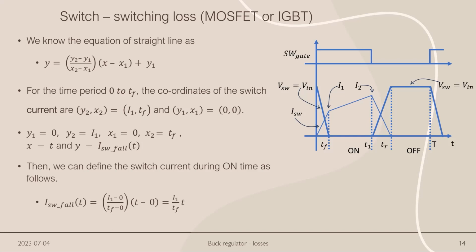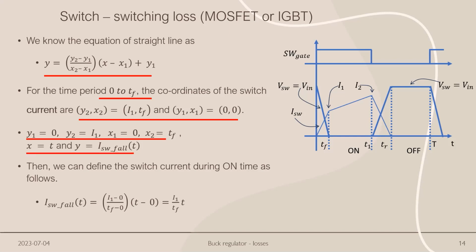Let us first look at the switch current. We know the equation of a straight line. Let us consider the time period from 0 to Tf. For this time, the coordinates of the switch are (x2, y2) equal to (Tf, I1) and (x1, y1) equal to (0, 0). This means y1 is equal to 0, y2 is equal to I1, x1 is equal to 0, x2 is equal to Tf, x is equal to T, y is equal to I switch of T. If we substitute these values in a straight line equation, we get the falling current of the switch as I1 into T by Tf.